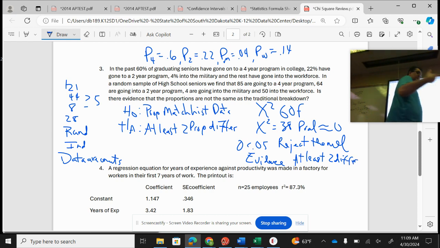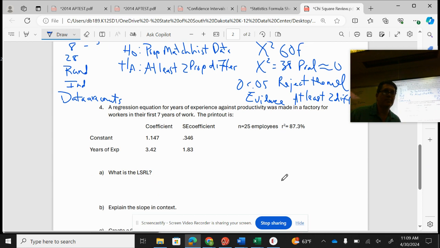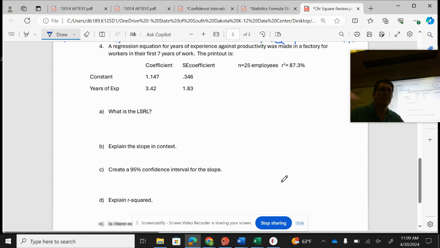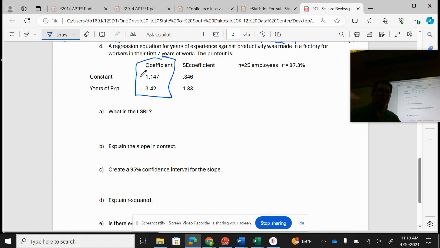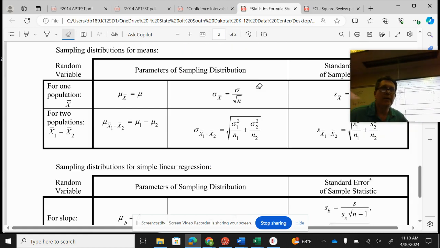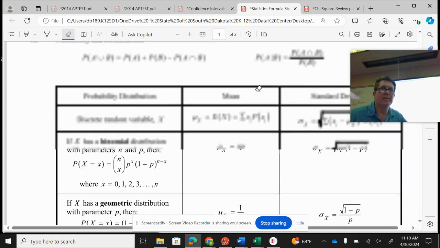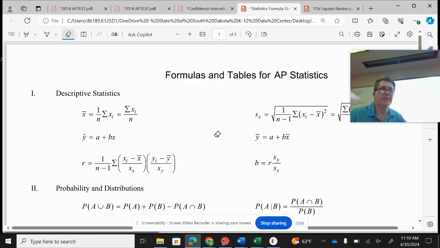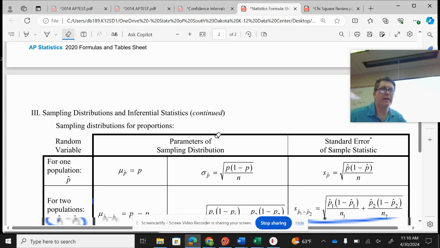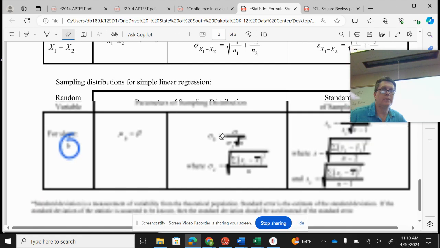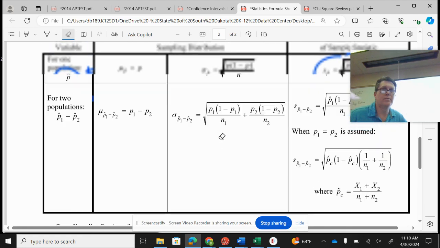Okay, those are the chi-squared tests. Make sure that you get the chance to review those. Let's jump into a linear regression test. What is the least squares regression equation? Remember these coefficients. This is A, this is B. If you go on your statistical formula page, where's that one at?